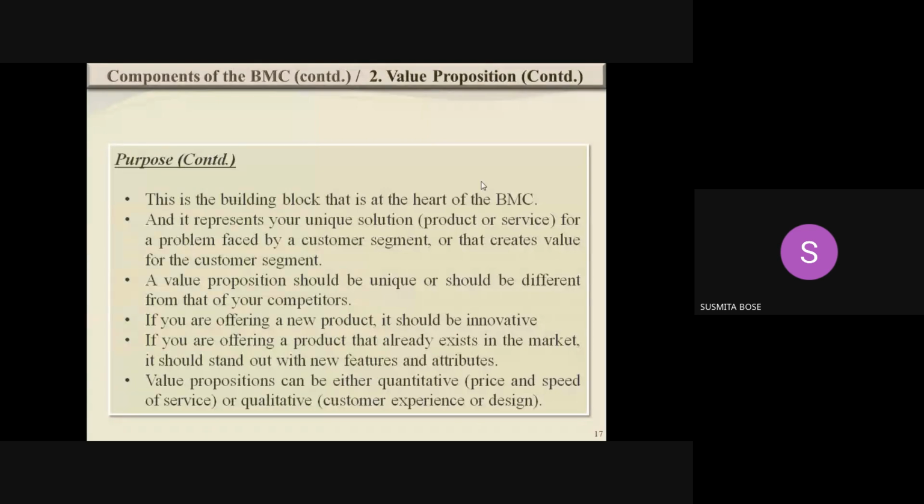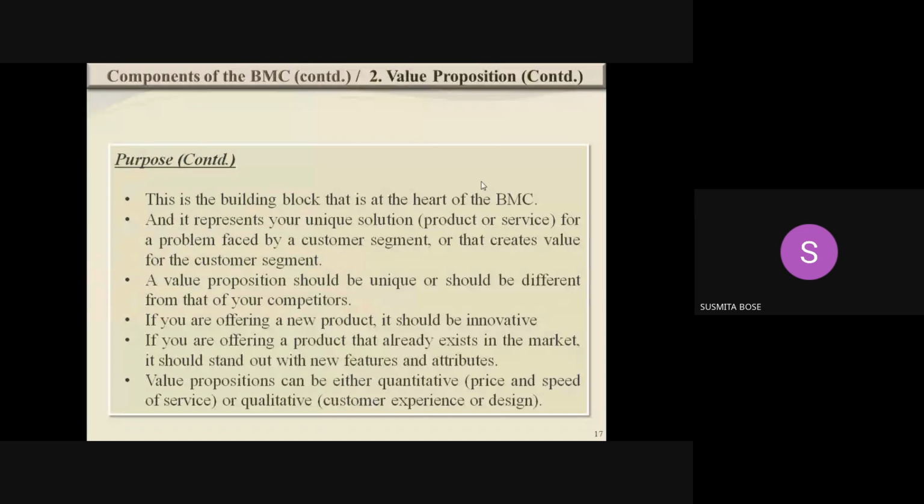If you are offering a new product, it should be innovative. It is not that things already exist in the market and you are launching the same product. Then why will the customer come to you? Customers will go to the people who are already tried and tested. So you'll have to be innovative. You'll have to offer something new. If you are offering a product that already exists in the market, it should stand out with new features and attributes. So if you are planning to launch a product which is already there in the market, then you have to add new features or some extra attributes to it.